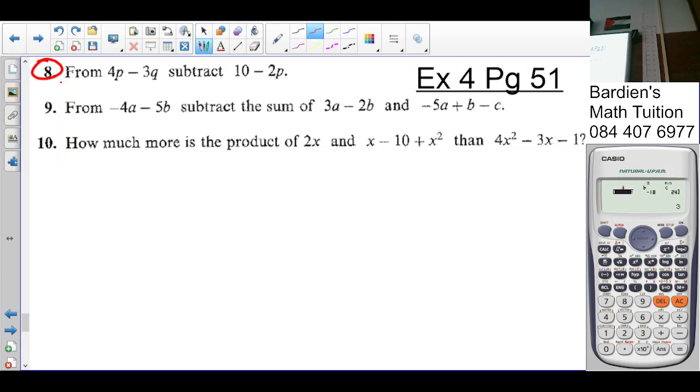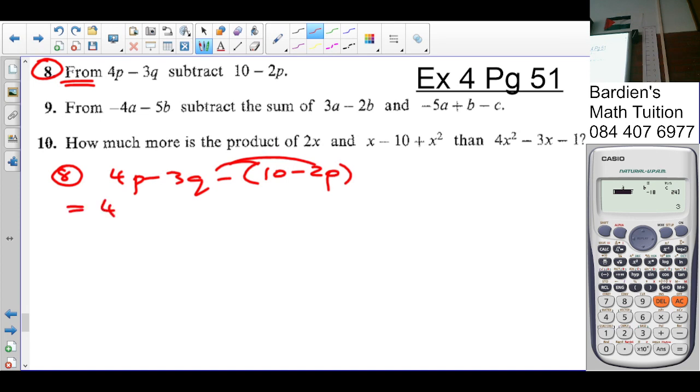Okay. Whatever follows "from", you write first. So you got 4p minus 3q minus 10 minus 2p. Multiply to get rid of the bracket, so it's 4p minus 3q minus 10 plus 2p. 4p plus 2p, 6p. And the rest are unlike, so you just write it down. Okay? Number 9.